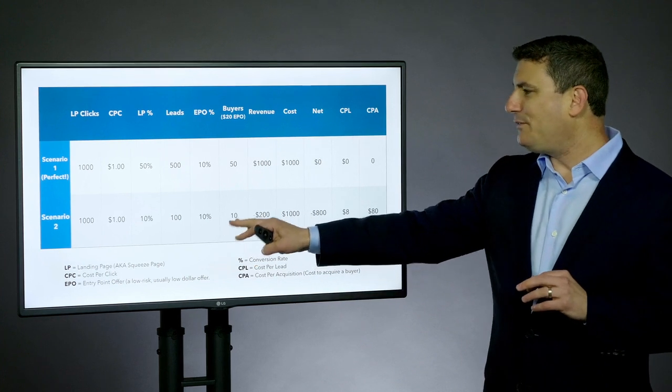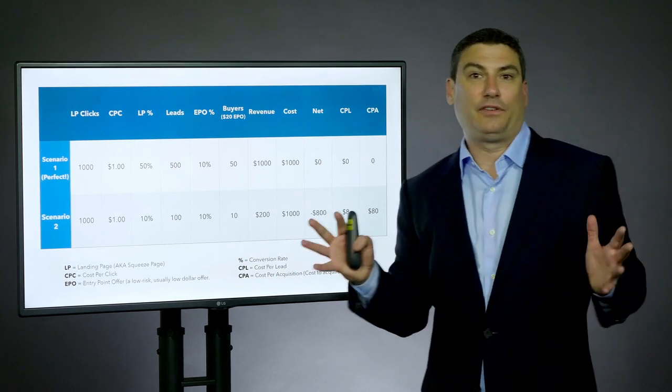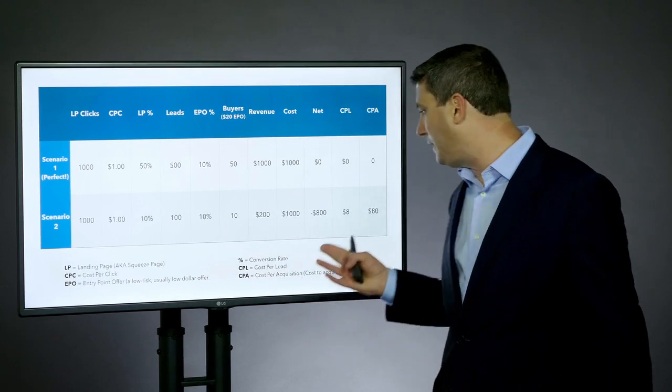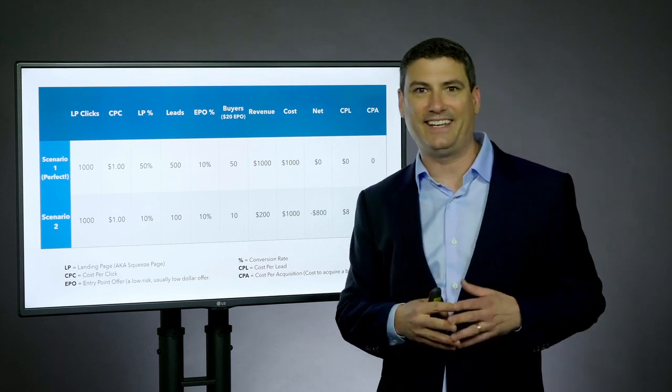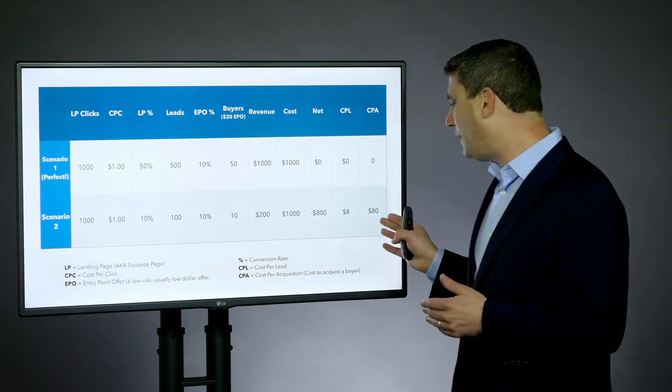And if you're in scenario 2, you might have a perfectly good campaign as well. You might be like, yeah, man, I would love to spend $8 per lead. I would easily spend $80 to acquire a new buyer. But you need to know your numbers. You need to know where you're trying to get, and you're really trying to get to break even. You're trying to break even so you can buy traffic, acquire leads, and acquire new customers.